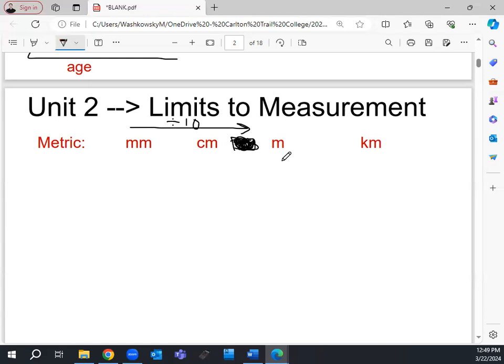But the same thing holds true if I go the opposite way: it's going to increase. 1 kilometer is 1,000 meters. How many centimeters is that? That's 100,000. So it's being multiplied, or you're moving the decimal to the left. No, to the right.